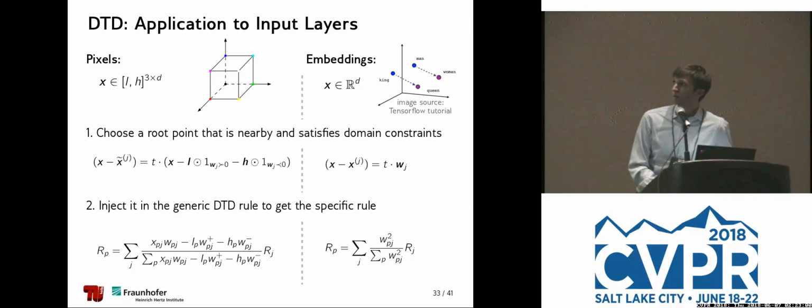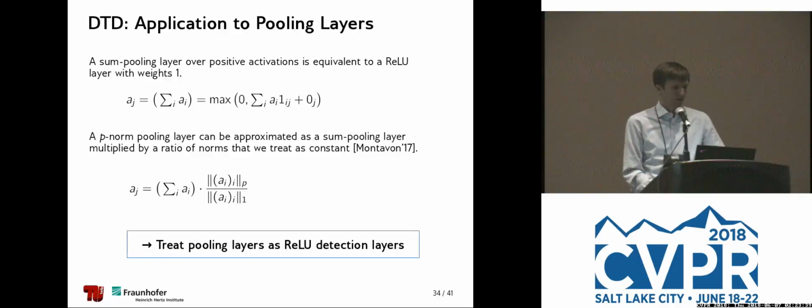Then you have also the embedding layers that are presumably unconstrained. And here, if we remember that we would like to stay in the input domain, well, this is not a constraint anymore. The only constraint that kicks in is that we would like to take a root point which is close to the actual data point. And what we'll do is use the nearest root strategy. So we'll just say that the difference between the point and the root point should be a multiple of the weight. And then we get another rule, which we call the W-square rule.